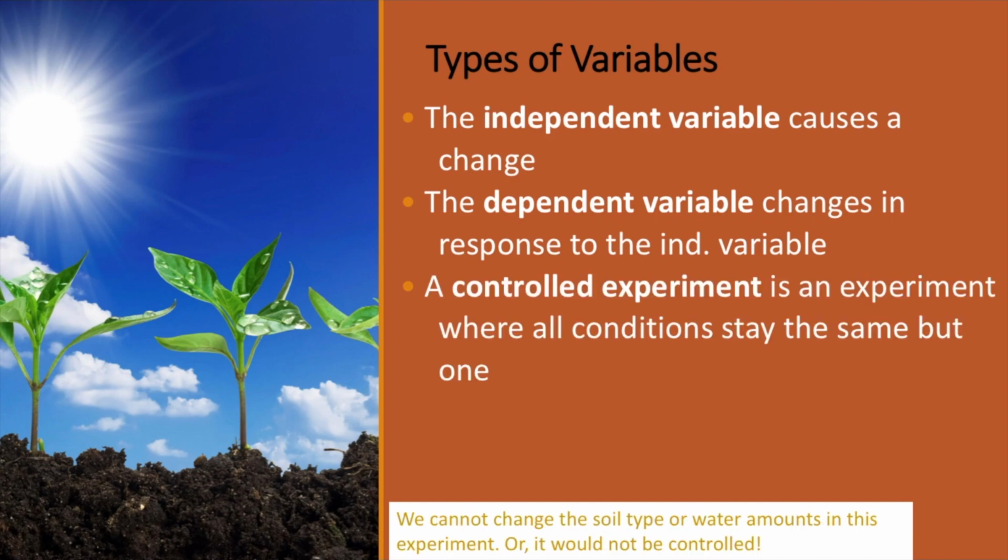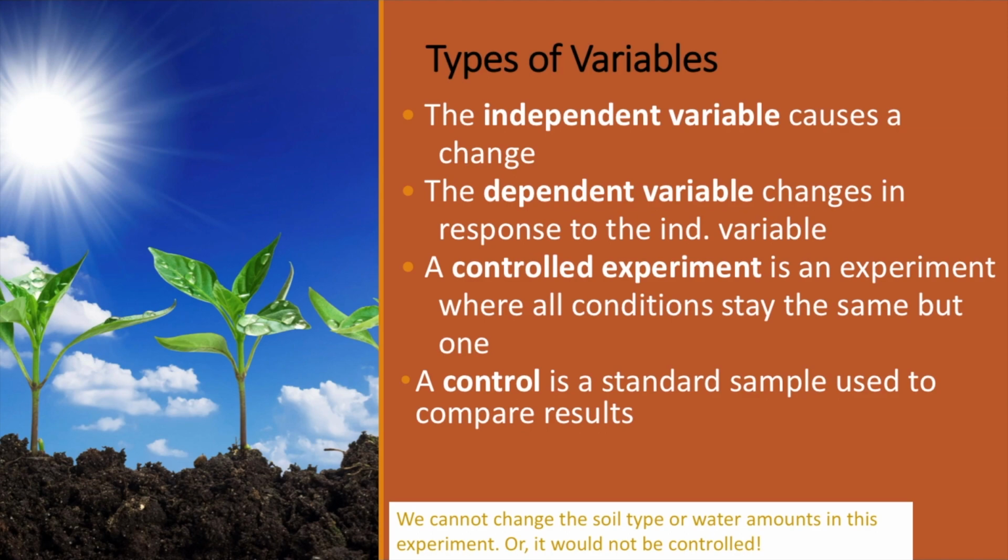A controlled experiment is an experiment where all conditions stay the same but one. So you only are changing one thing. In this case, we would be changing the amount of sunlight. If I were to also change the soil type, the plant type, the amount of water, and so on, it would not be controlled. When you have a controlled experiment, you only change one element. Everything else stays the same.